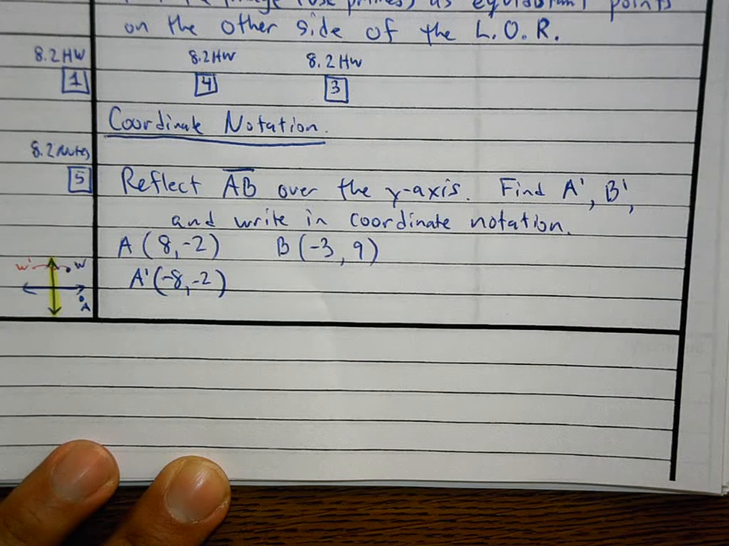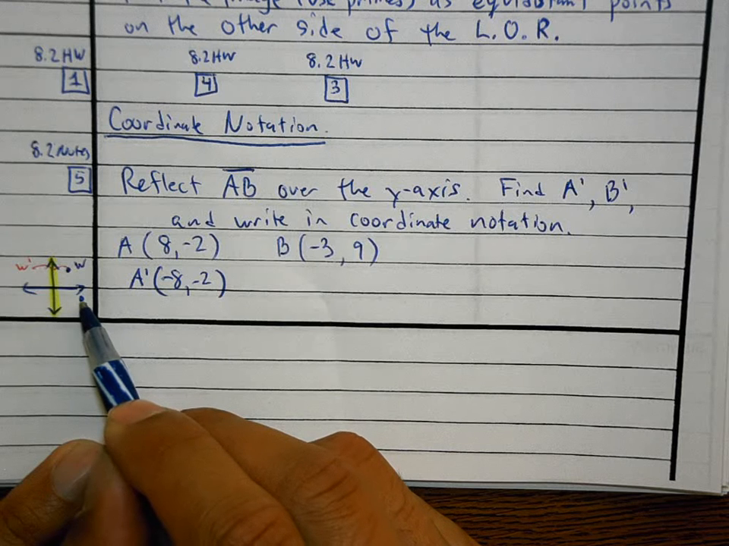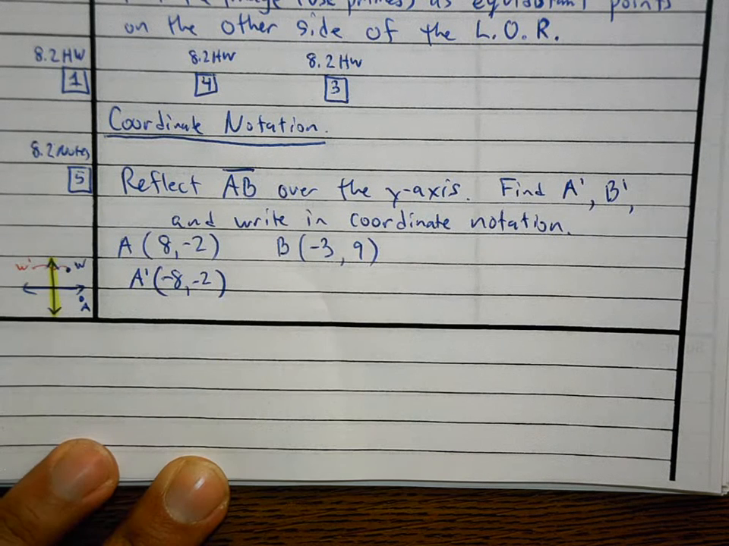So the way I'm figuring it out is I'm going, oh, I went 8 units to the right. Now I need to reflect it. It's going to be at negative 8, negative 2. Let's figure that out for B prime.